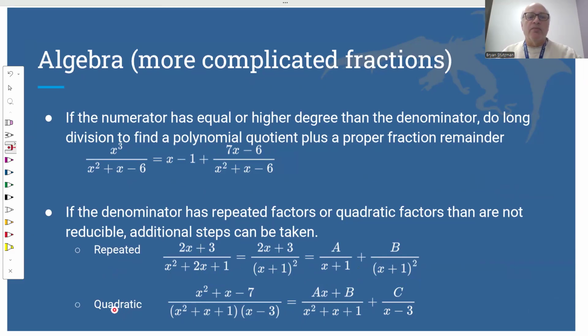Another thing we're not going to get to in this video is if you have quadratic factors, which means I get one factor like x squared plus x plus 1, which doesn't factor over the reals. So I can just leave it as it is. And instead of just having a single constant, I have a constant times x plus an additional constant.